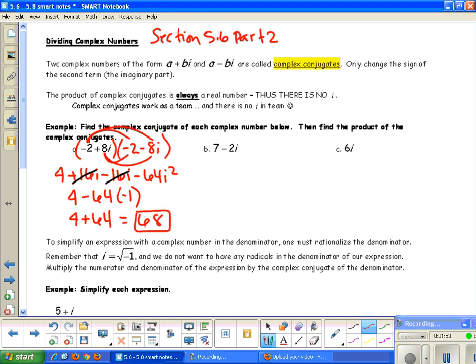Notice that these were conjugates. When we multiplied them together, it got rid of that i. Just like when we multiplied with the radicals, remember i is really a radical, so it got rid of that i or radical term.